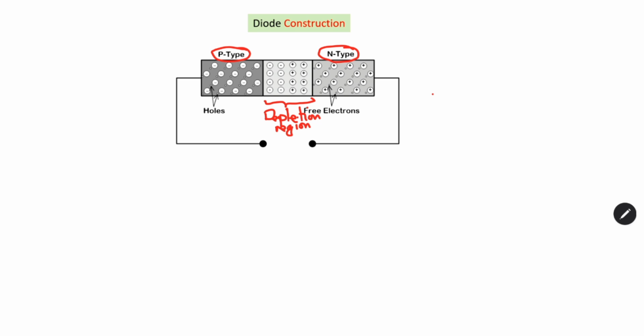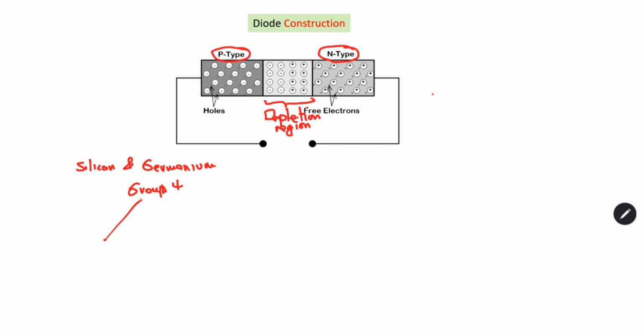Let us now look at how the p-type and the n-type semiconductor material were created. So p-type and n-type semiconductor materials, the semiconductor materials are mostly silicon and germanium. They can be found in group 4 of the periodic table because they have 4 valence electrons in the outermost shell.